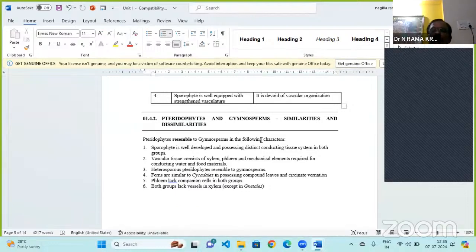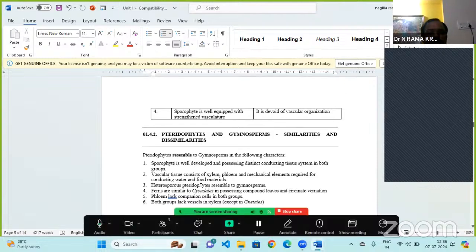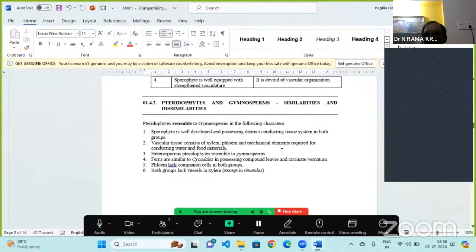When you study the gymnosperms, the sporophyte is well developed with good conducting tissue, xylem and phloem. Here also we see the vascular tissue system, xylem and phloem, mechanical elements required for conducting water and food materials. It is the same there. Heterospores of pteridophytes resemble those of gymnosperms. So there are heterospores here, and here also.